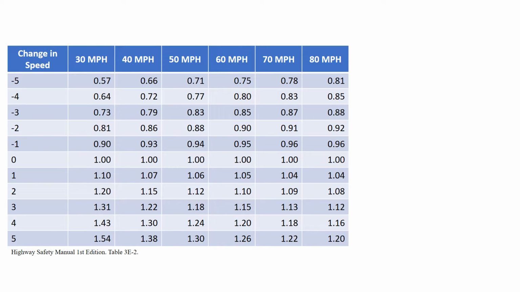This is a table from the Highway Safety Manual that shows us initial speeds for each of the columns. This is for starting at 30 miles per hour and going in 10 mile per hour increments up to 80 miles per hour. And then the change in speed, which ranges from a drop in average speed of the vehicles on the roadway from 5 miles per hour to an increase in speed of 5 miles per hour for the operating speeds on average of the vehicles on this roadway.